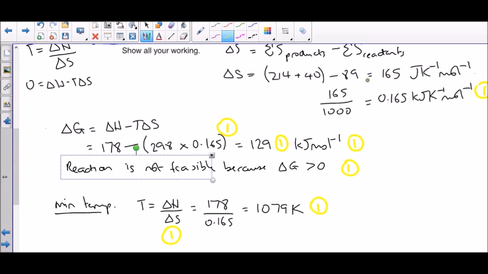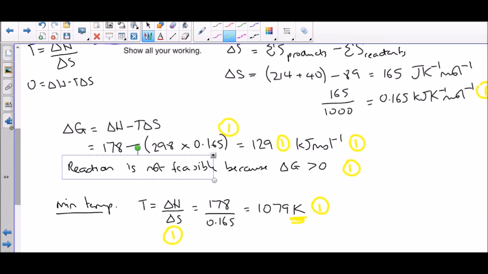So 1 for proving delta S, 1 for my delta G equation, 1 for the answer and the units. Statement that it's not feasible because delta G is greater than 0, that's another mark. The minimum temperature rearrangement gets me a mark, and the answer complete with units gets me the final mark.